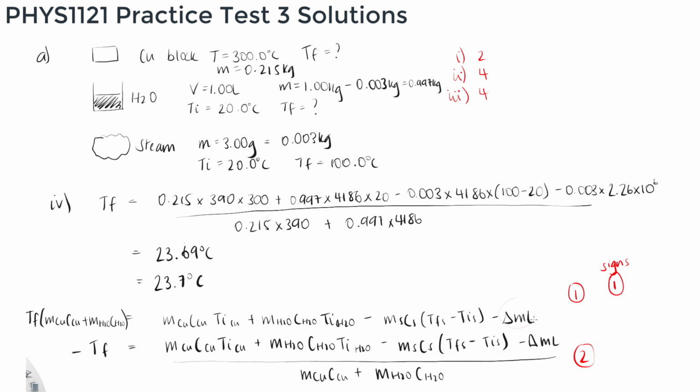Also, if you remembered to include the component for steam, you got a mark for that. So therefore, part 4 is worth 5 marks. Therefore, this whole question is worth 15 marks.